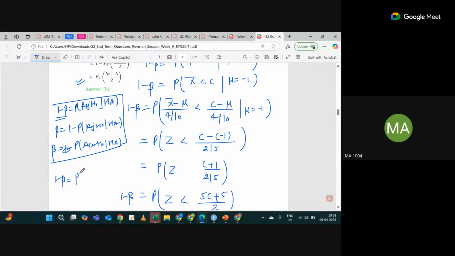So you can understand by the definition. What is the power? Power means you are rejecting the item given that the item was of bad quality. That is the power. Power means this would be high.